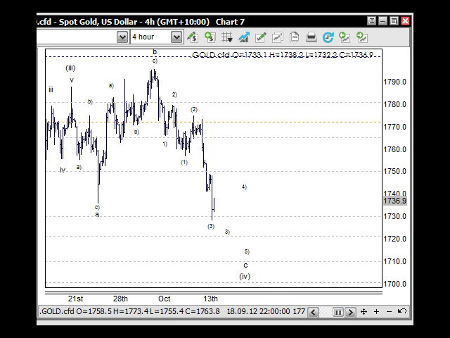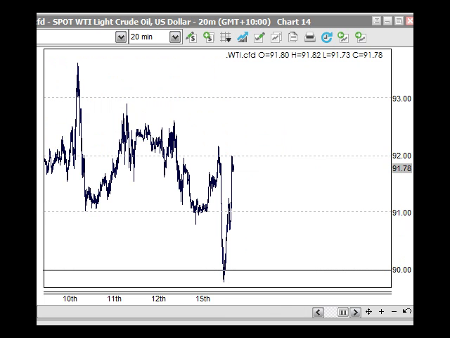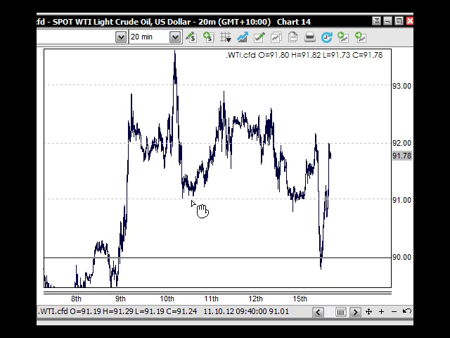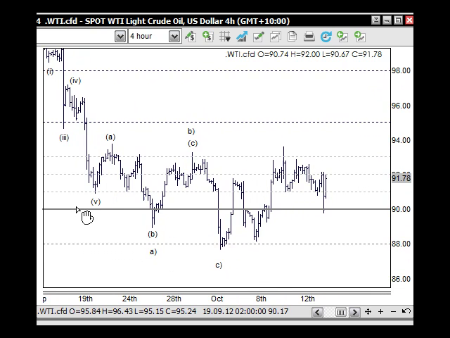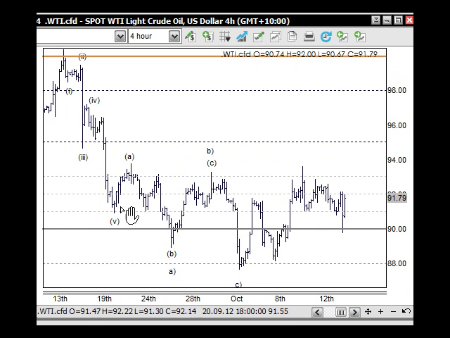The oil market. Let me just see what I've got here. Okay, we've been working with this pattern here. The way that we had this coming down as an A and a B and a C and completed here. Okay, so then we've just been watching it unfold from this point here.